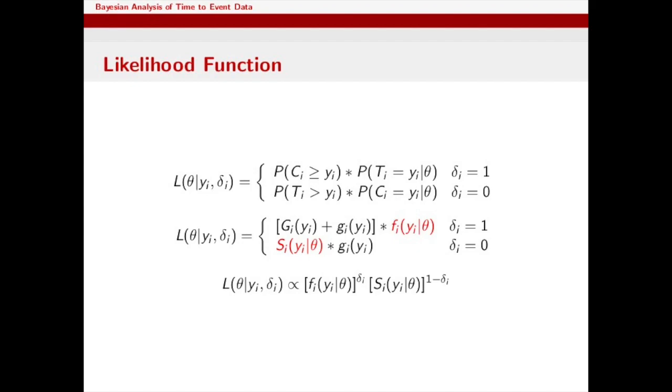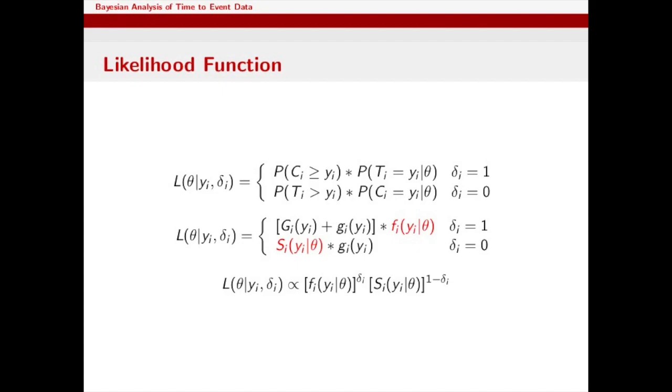As we can see, the first part, the probability c_i is greater than or equal to y_i, is equal to the probability c_i greater than y_i plus the probability c_i equal y_i. The probability c_i greater than y_i is capital G_i. The probability c_i equal y_i is little g_i. The second part, the probability t_i equal y_i given theta, is the PDF f given theta. The probability t_i greater than y_i, we can write as a survival function S of y_i given theta. The probability c_i equal y_i given theta, we can write as little g_i.